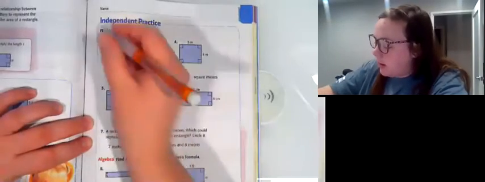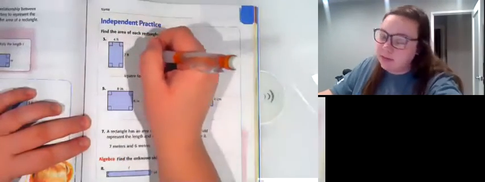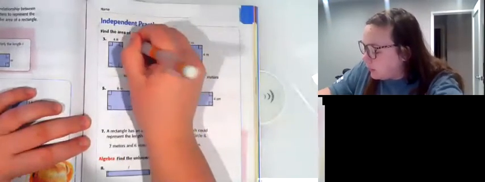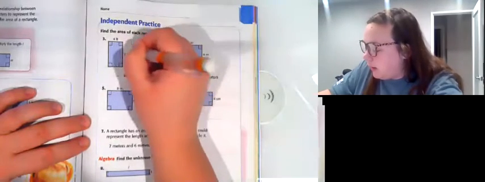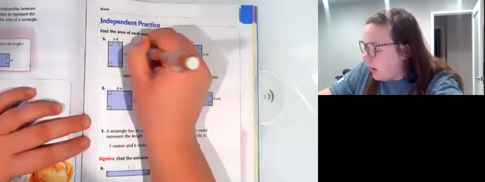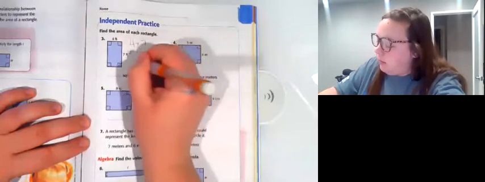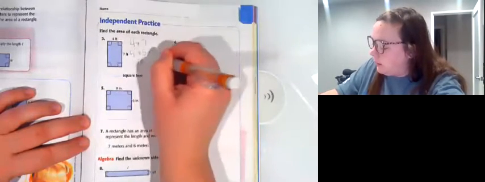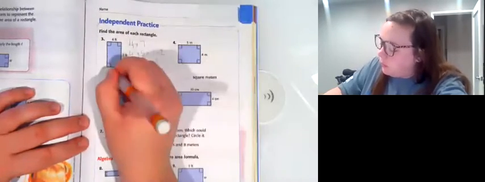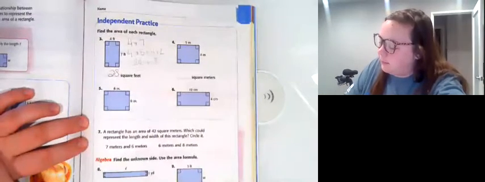Number 3, we have 4 times 7, and I know 7's can be tricky. So we have 4 times 7, which you could break up into 4 times 5 plus 4 times 2. 4 times 5 is 20, 4 times 2 is 8, 20 plus 8 is 28 square feet.